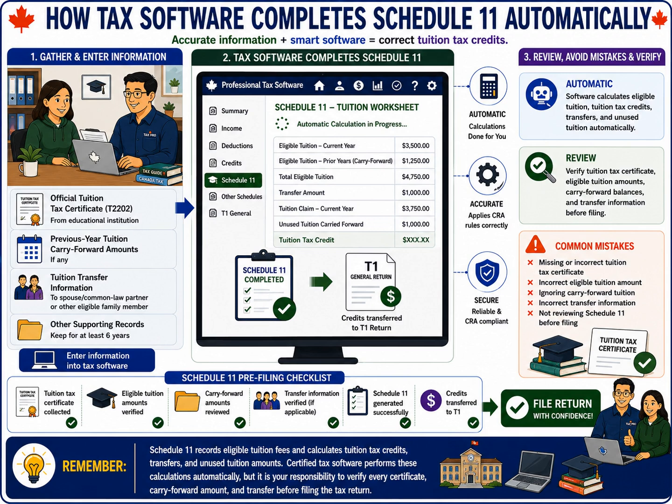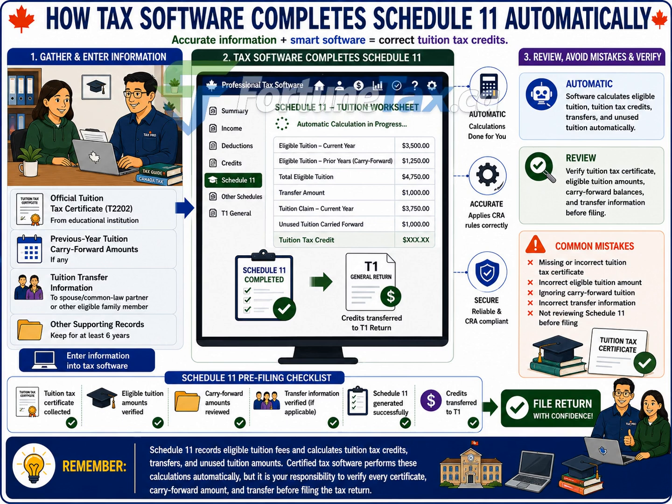Before submitting the tax return, complete a final checklist. Confirm that the tuition tax certificate has been collected. Verify all eligible tuition amounts. Review any carry-forward balances. Confirm any transfer information. Ensure that Schedule 11 has been generated successfully. And verify that the tuition tax credits have been transferred correctly to the T1 general return.